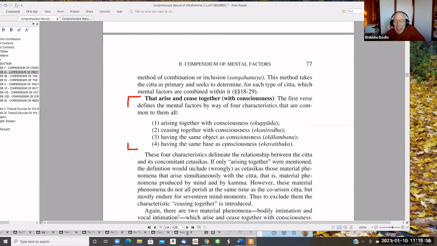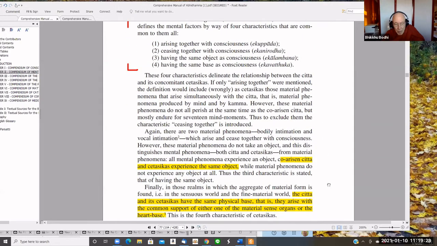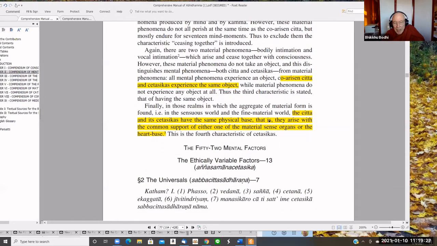And they have the same base as the citta. That is the physical base on which the citta arises. The chaitasikas share that base. So if the citta arises at the eye, the chaitasikas occur at the eye. If the citta arises at the ear, the chaitasikas arise at the ear. So with this physical base, they arise with the common support of either one of the material sense organs or the heart base. Within the Abhidhamma commentarial system, there's something called the heart base, a kind of material form in the region of the heart that's considered the material basis for certain states of mind, for certain cittas.